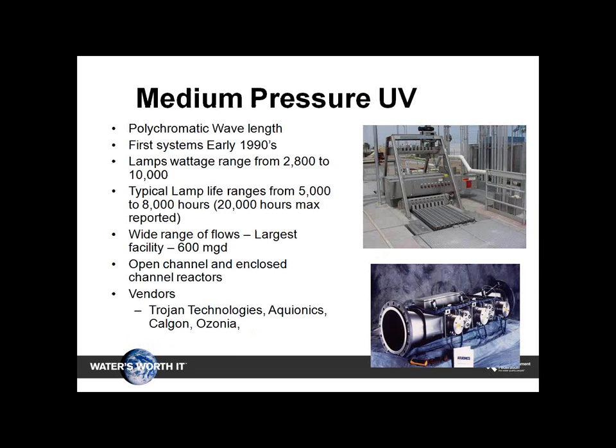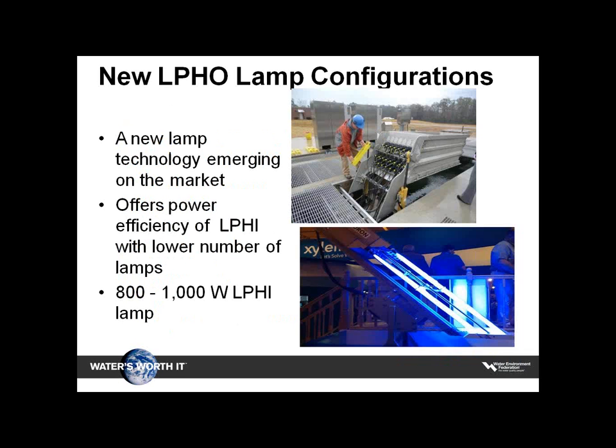Here are the medium pressure systems. These essentially moved into the market after the low pressure because systems started getting large. You can see the largest of this is 600 MGD. There are two sister plants in Birmingham, Alabama that have flows in excess of 600 MGD using the medium pressure technology. It works really well. It essentially has a little bit shorter lifespan on the lamps, but it allows us to squeeze a lot of disinfection into a very small area.